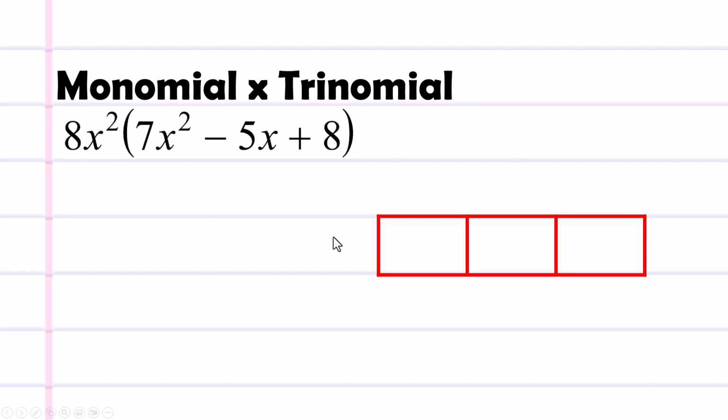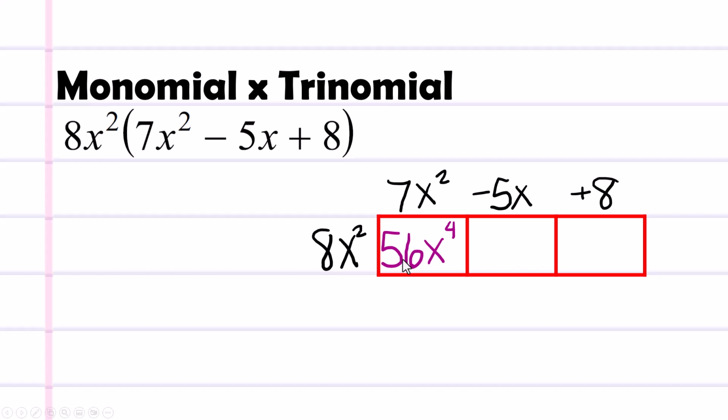I take the 8x squared, I write it out here, and I put the 7x squared minus 5x plus 8 on the top, and then we're just going to multiply each thing and put the answer in the boxes. So 8 times 7 is going to be 56. X squared times x squared is going to be x to the 4th power. 8x squared times negative 5x, that's going to be negative 40x cubed. 8 times 8 is 64.